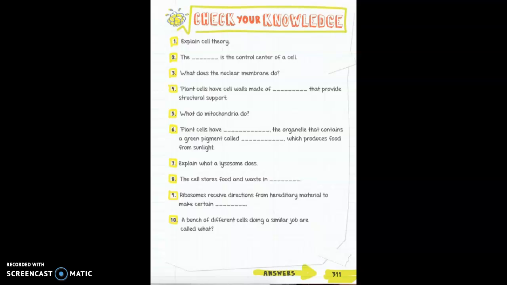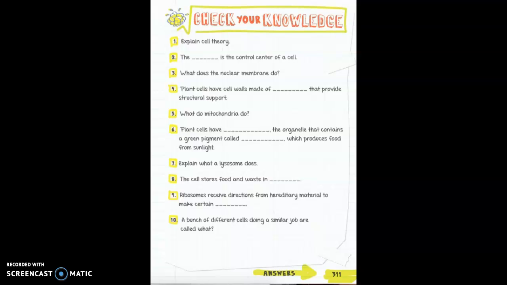Number 2, the blank is the control center of a cell. Which organelle is the control center of a cell? Number 3, what does the nuclear membrane do? Number 4, plant cells have cell walls made of blank that provide structural support.